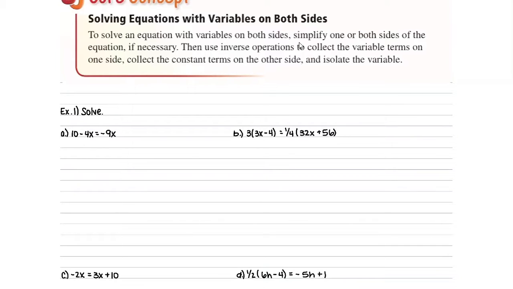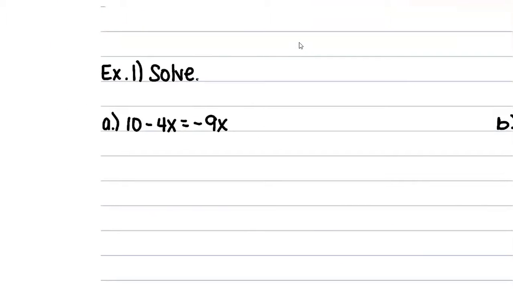For example, with A, we have 10 minus 4x is equal to negative 9x. Now, since this one has the variable that has the negative 9x by itself already, I just move the negative 4 over by adding it to both sides. However, if there was a constant on both sides, I would want to move my 9x over so that way my x would have a positive coefficient. But since, again, that negative 9x is by itself already, I just add the 4x to both sides.